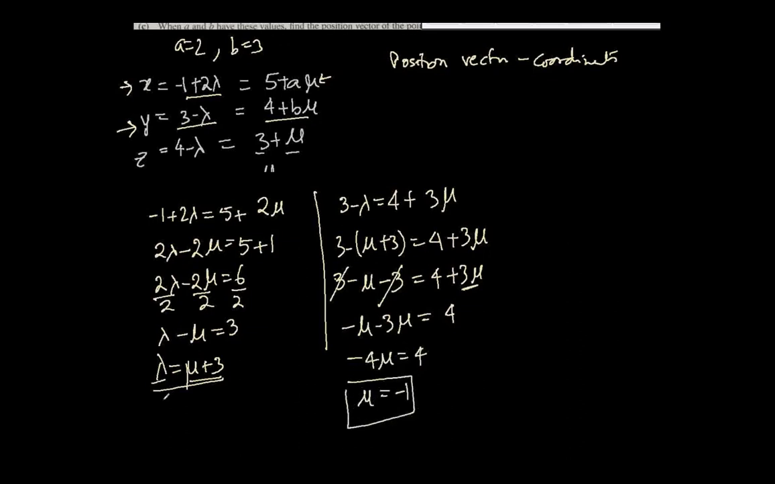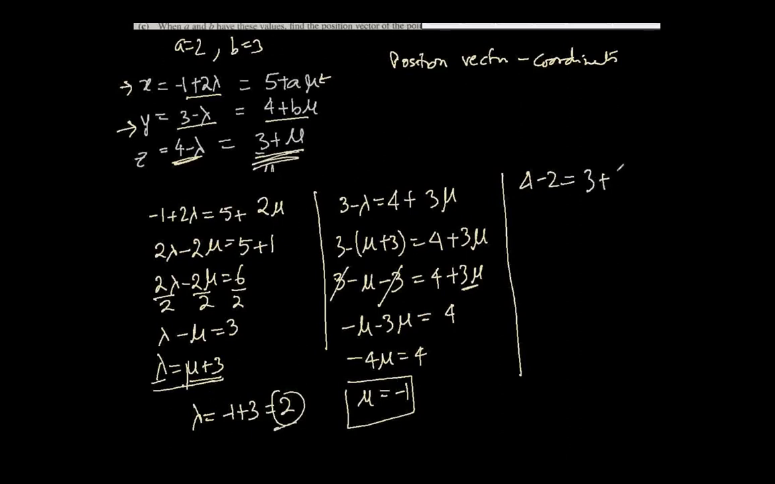Then what is lambda? Lambda was mu plus 3. Lambda equal to minus 1 plus 3, which is equal to 2. So we got the value of lambda as well as mu. Let's confirm with the z coordinate if it is correct. I'm 100% sure it will be right, but still let's confirm if our calculations are correct. 4 minus lambda, which is 2, equal to 3 plus mu, 3 plus minus 1. So 2 is equal to 2. See, we are perfectly correct.